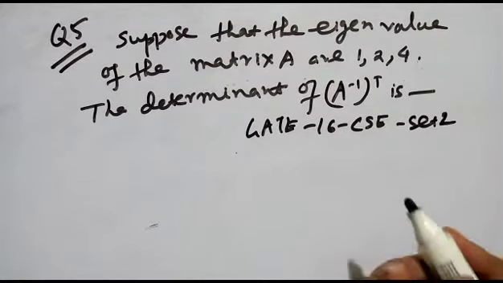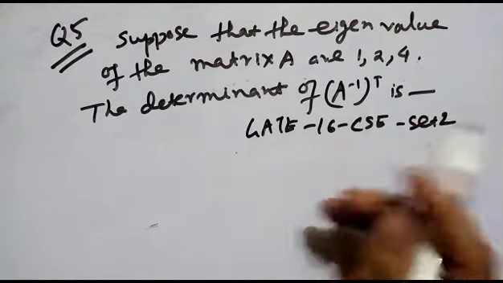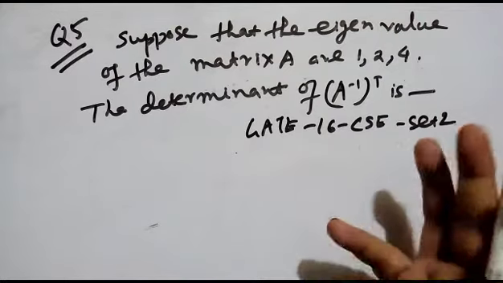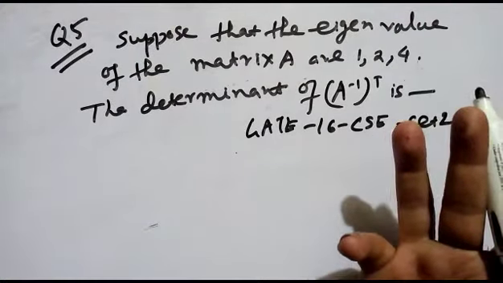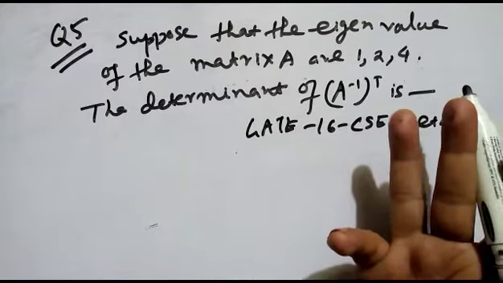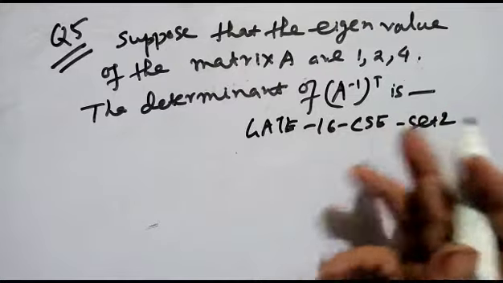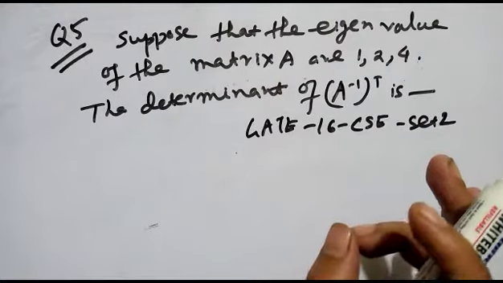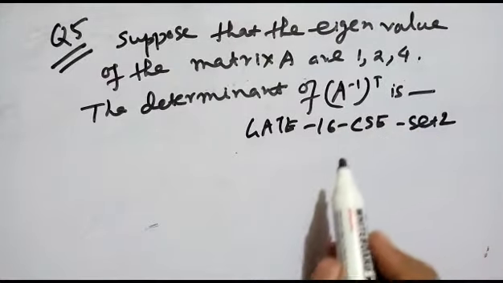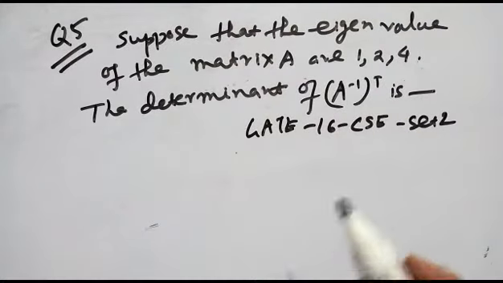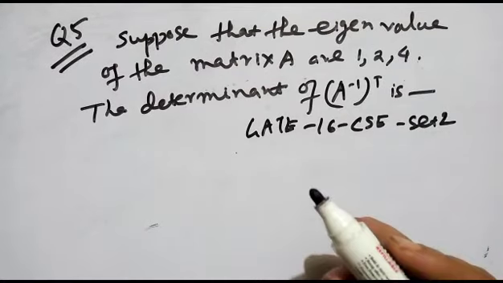So normally students get confused about how to solve this math, because the matrix is not given here. If the matrix were given, they would find the value of A inverse and then transpose the A inverse. But here the matrix is not given, only the eigenvalues are given. So we use a trick to solve this math within seconds.